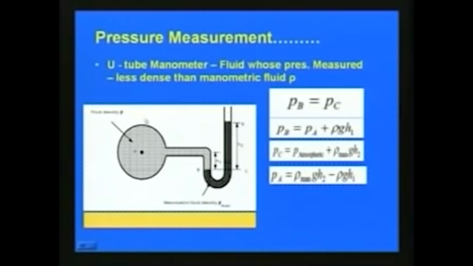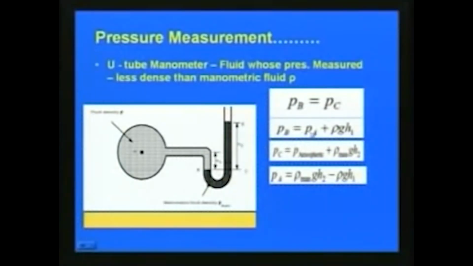Due to the pressure in this pipe or the container, the liquid in the U-tube manometer will be rising like this. Now, with respect to this, we will generally be measuring this rise H2 and also this variation H1, using the connected scales. From the principle that the pressure at locations B and C should be the same, Pb is equal to Pc, as shown in this slide.